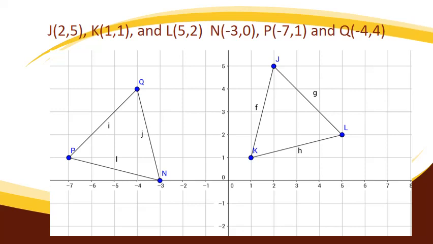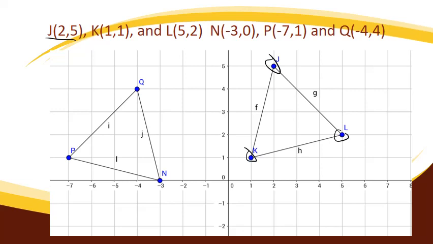And on page 265 in example 2, we were asked to graph some triangles given some coordinates, which I have done here as you see. So we got this J coordinate at 2, 5. That's what we have here. K is at 1, 1. And L is when X is 5, Y is 2.